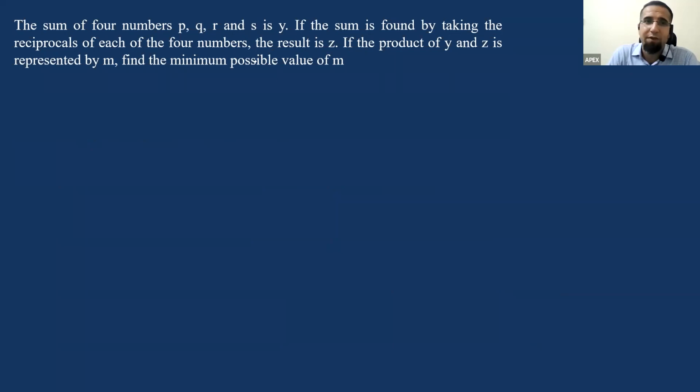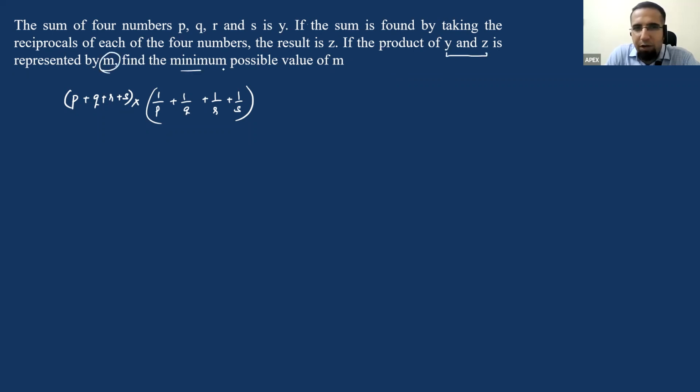The sum of 4 numbers is given as y, that is p plus q plus r plus s. And the sum found by taking the reciprocals of them, that is 1 by p plus 1 by q plus 1 by r plus 1 by s, is z. And all we need is the minimum possible value of the product of these two. Clear? The product of y into z is represented as m, and the question is asking you the minimum possible value of m. The best part of this question is we had seen a similar question in the classroom model. So there are 2 ways of solving this.